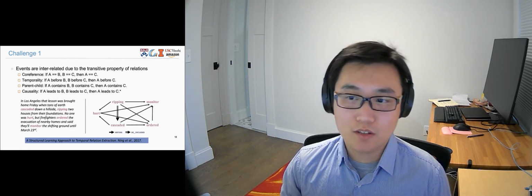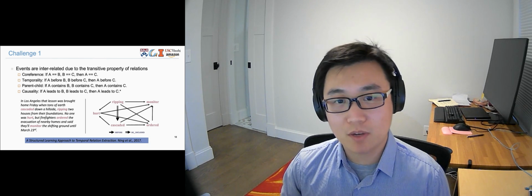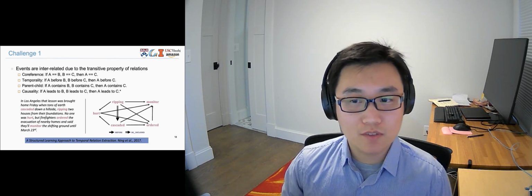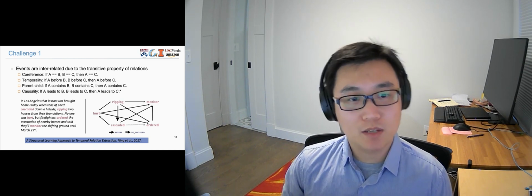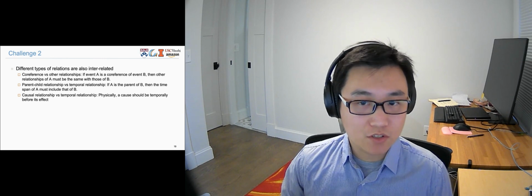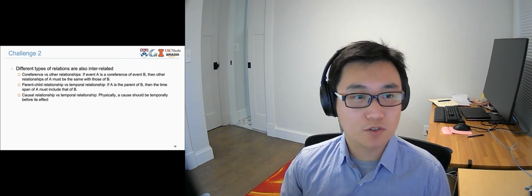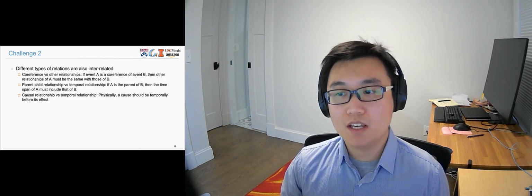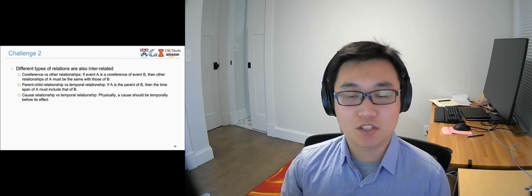Below there, that's a real example from temporal relationship extraction. We can see the complex structure when these events are connected by many temporal relations. The first challenge is still about a single type of relationship. Here, the second challenge is that there are also many cross-relation type connections.